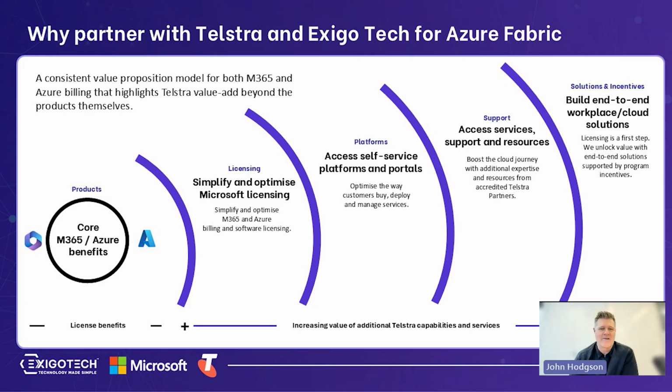Hey, that was great, mate. Great demonstration. And look, I just wanted to quickly cover off why I partner with Telstra and Exigo Tech on this type of technology. Of course, you can buy Fabric through Telstra, and you can push your 365 subscriptions on your Telstra bill as well. Of course, that's not the type of relationship we want.